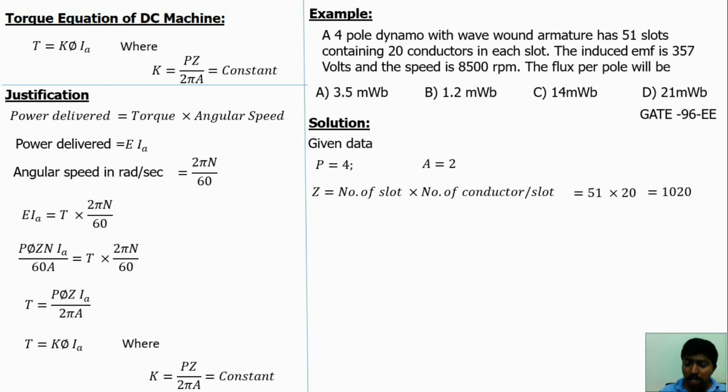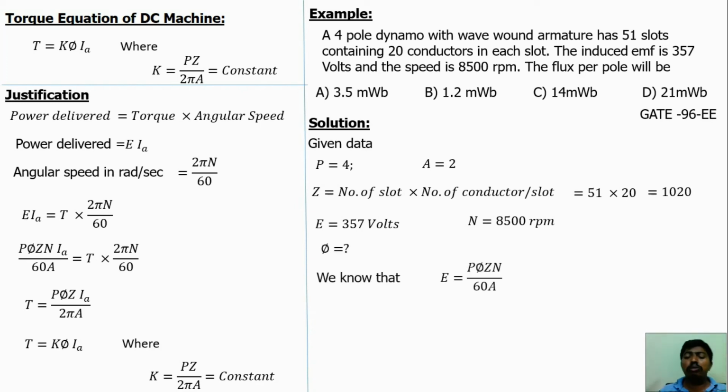Then the induced EMF is given, E value is 357 volts, the speed n is 8500 rpm, but we need the flux per pole phi. We know the induced EMF equation E is equal to phi P Z N by 60A. If you know this equation, we can solve this problem very easily. Just substitute all these values in this equation, we can find the flux per pole.